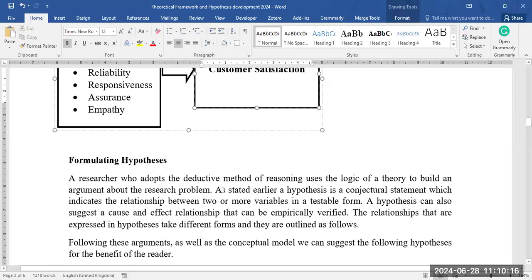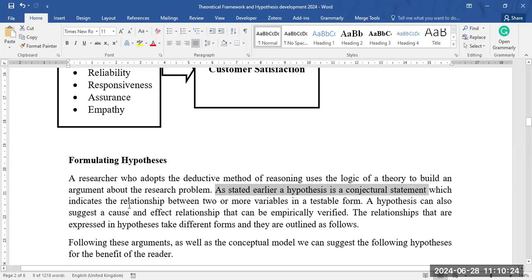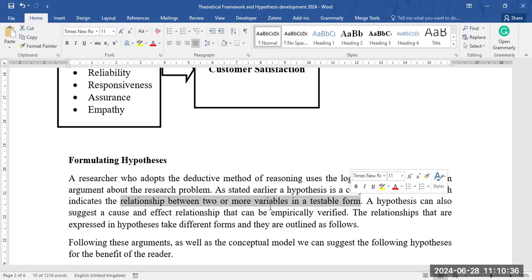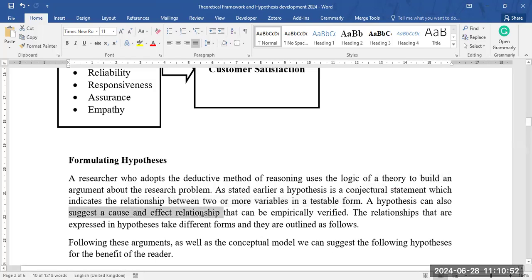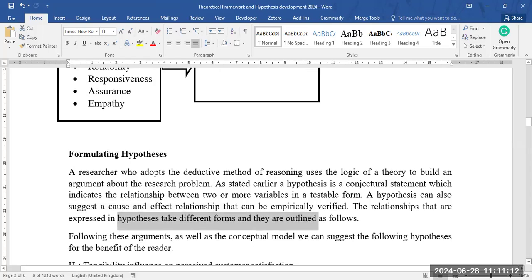As I stated earlier, a hypothesis is a conjectural statement, that means a statement which indicates the relationship between two or more variables in a testable form. So hypotheses are normally statements which give the association or relationship between the variables in a testable form. A hypothesis can also suggest cause and effect relationships that can be empirically verified. Empirically means scientifically you can verify with evidence. The relationships expressed in hypotheses take different forms, so there are different ways to create the right hypothesis.